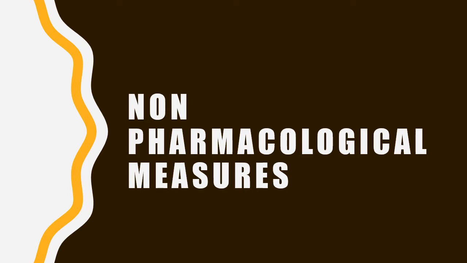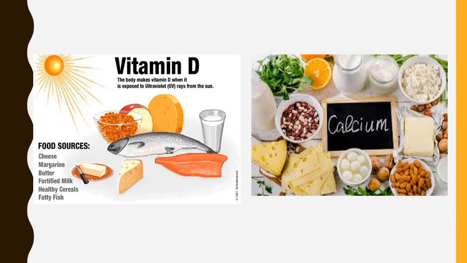So now we shift to non-pharmacological measures. We have here vitamin D. Of course, all of us know that the source of vitamin D comes from the effect of ultraviolet rays of the sun over the skin. So the body makes vitamin D when it is exposed to ultraviolet rays from the sun, mainly in the early morning and before sunset.